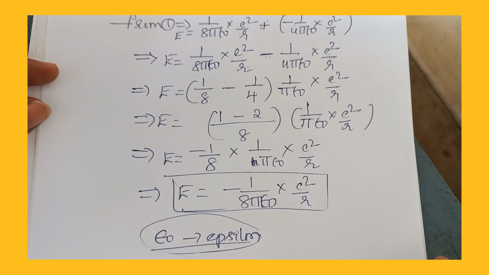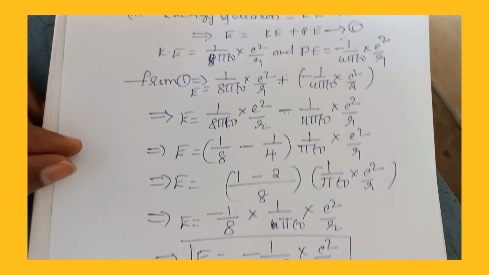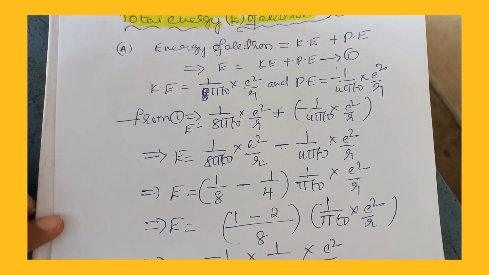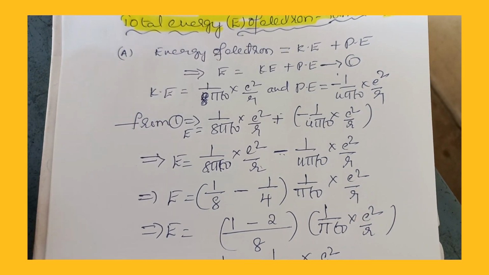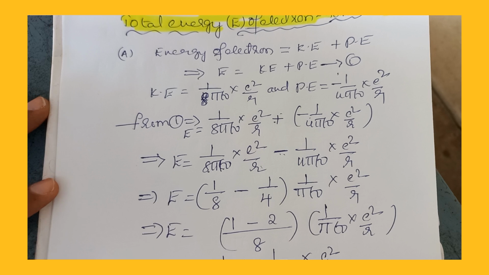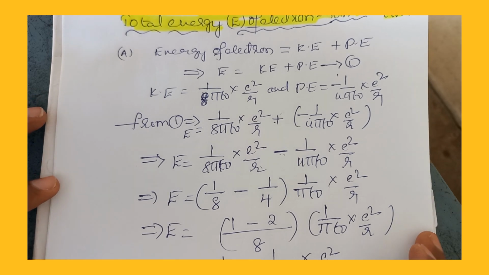In the next video we explain the most important question for 4 marks in atoms chapter for IPE inter second year: limitations of Bohr's theory.